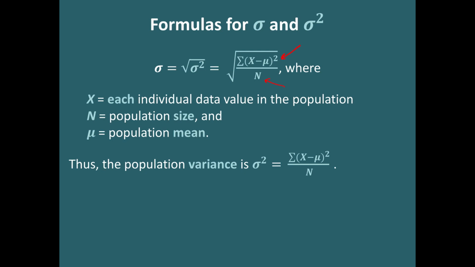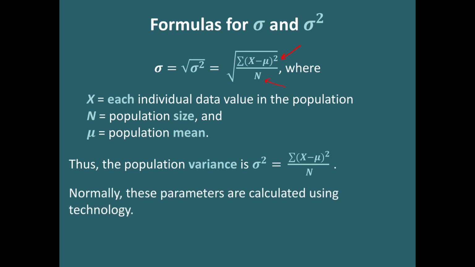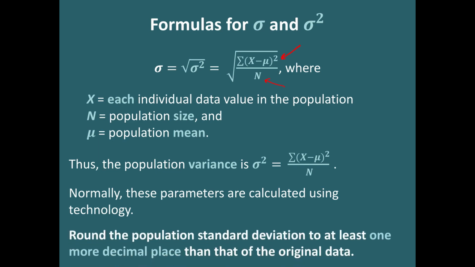Population variance simply squares both sides, and we get the following formula. Now normally, these parameters are calculated using technology such as your TI-84. But be sure to round the population standard deviation to at least one more decimal place than the original data, as usual.